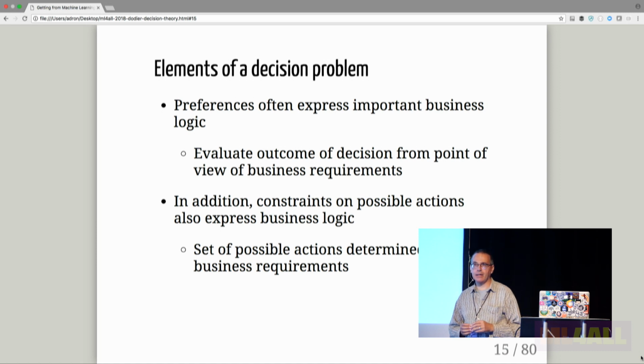The other aspect of business requirements that enters here is that the constraints on the possible actions are also an expression of what we think is possible. So we're also building in something about what we know about the problem in that step. So when we say that the possible actions include A, B, C, and D, but not E and F, that's stating something about what we know about how the problem works.